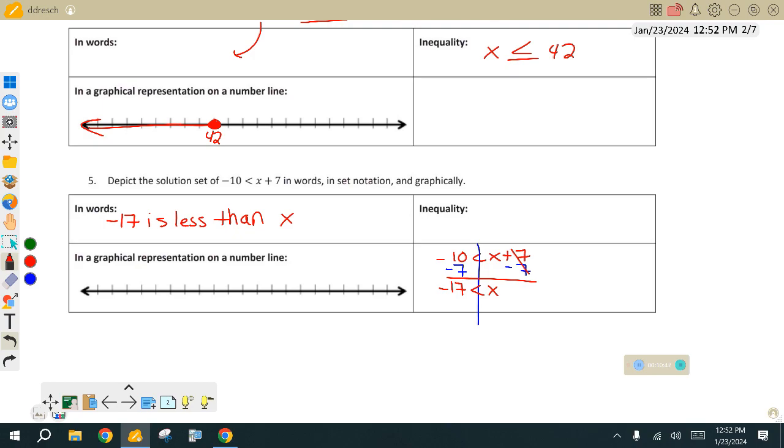The biggest thing Ms. Kendall and I are looking for is, do you know your inequality symbols? Less than symbol, greater than symbol, or equal to. Now we have the inequality. We just solved for x. Cool.